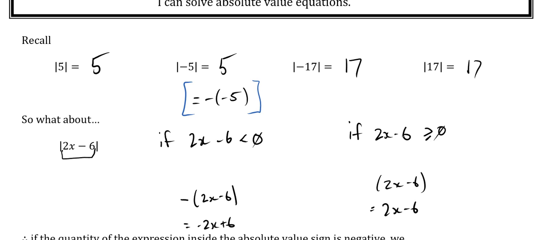So can anybody come up with a value of x that would work? 2 times 1 is 2, minus 6 is negative 4. Good, 1. What's another value that would work? 2. What's a value that wouldn't work? Somebody else. This should be easy. Yeah, that'll give you 0.